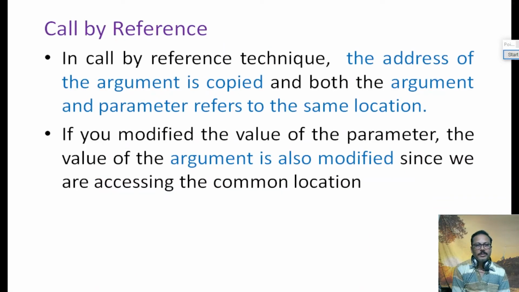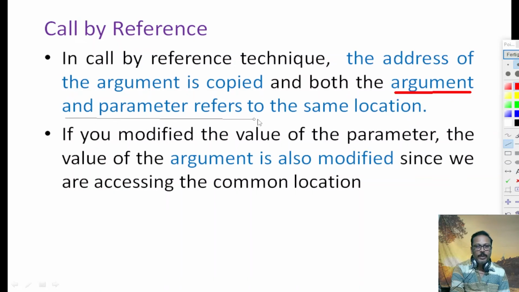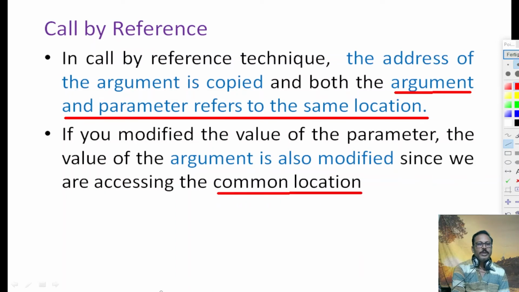because you don't find this diagram in your books. Call by reference. In the call by reference technique, the address of the argument is copied, and both the argument and parameter refer to the same location. That is important. If you modify the value of the parameter, the value of the argument is also modified, since we are accessing the common location, the same location.